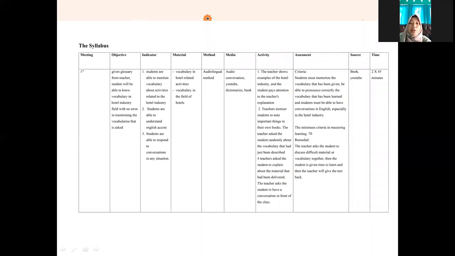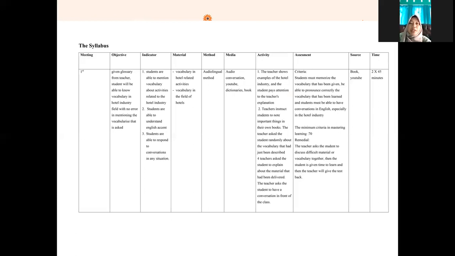Next is about the syllabus. The syllabus is words. The objective, given a glossary from the teacher, is that students will be able to say vocabulary in the hotel industry with no error in mentioning the vocabularies that are asked. And the indicators are, first, students are able to mention vocabulary about activities related to the hotel industry. The second is students are able to understand English accents, and the last is students are able to respond to conversation in any situation. The next is about the material. The first material is vocabulary in hotel activities, and the second material is dictionaries and books.